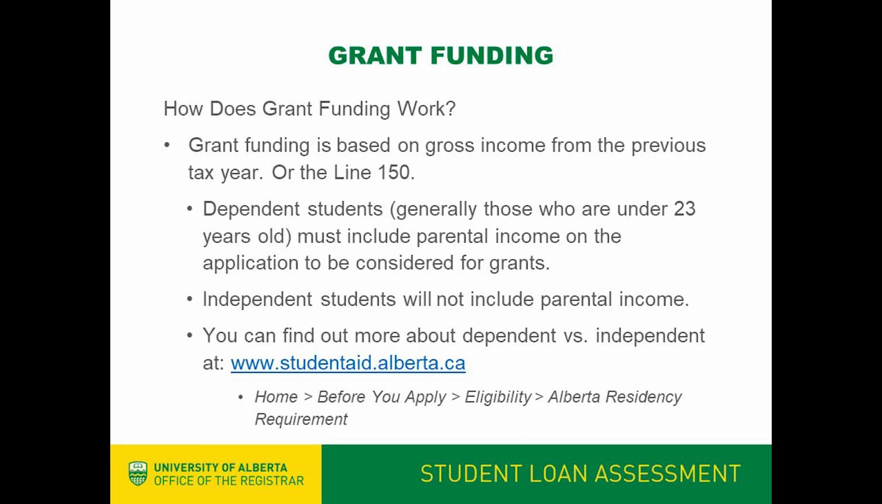An independent student is someone who is either over the age of 23, has been out of high school for more than 4 years, took a 2-year break from full-time studies after high school, has dependents, is married, or common law. You can find out more about dependent versus independent status on the Alberta Student Aid website, which is on this slide. So again, if you're a dependent student, then the grant funding is based on your parents' income. Grant funding for independent students is based on your income alone. If you are common law or married, grant funding is based on you and your partner's income.